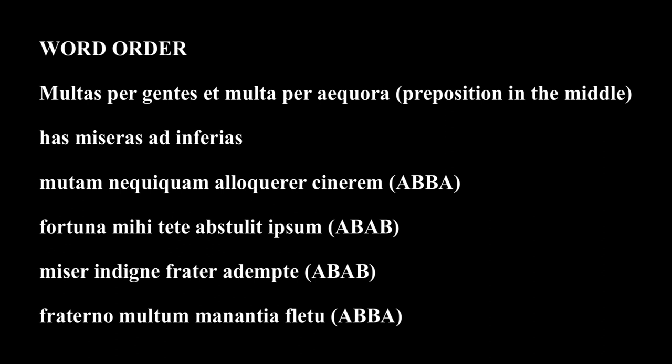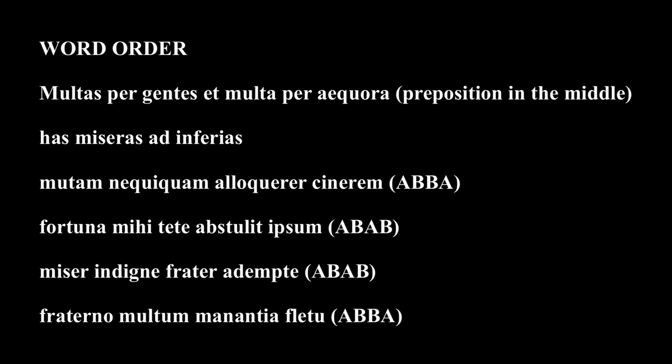Next, note how he says, has miserás ad inferias. Again, he's putting the preposition after. And then note with mūtam nēquīquam alloquerer cinerem, it's what I would call an ABBA word order. The mūtam and cinerem go together, and then nēquīquam alloquerer go together. And then he has, fortuna mihi tete abstulit ipsum. Here, it's interlocking. It's like A, B, A, B.